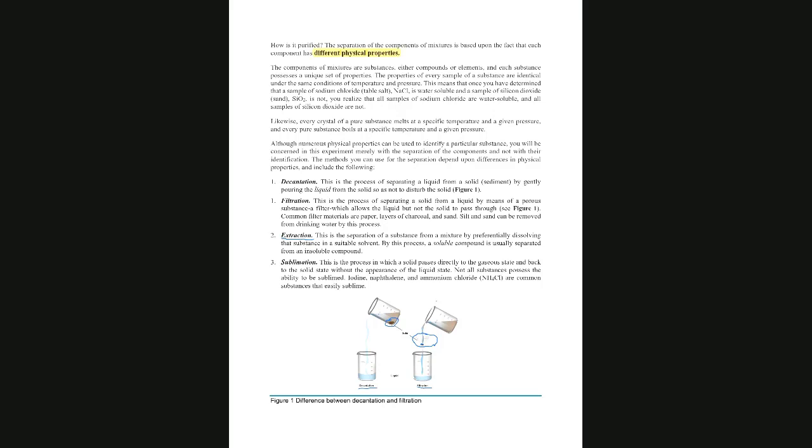So we extract by adding water to that mixture of table salt and sand. We add water, and only the table salt is going to dissolve. And then we can decant the liquid, and we separate the solution of sodium chloride from the sand. So basically, a soluble compound is separated from an insoluble compound. Any questions so far?